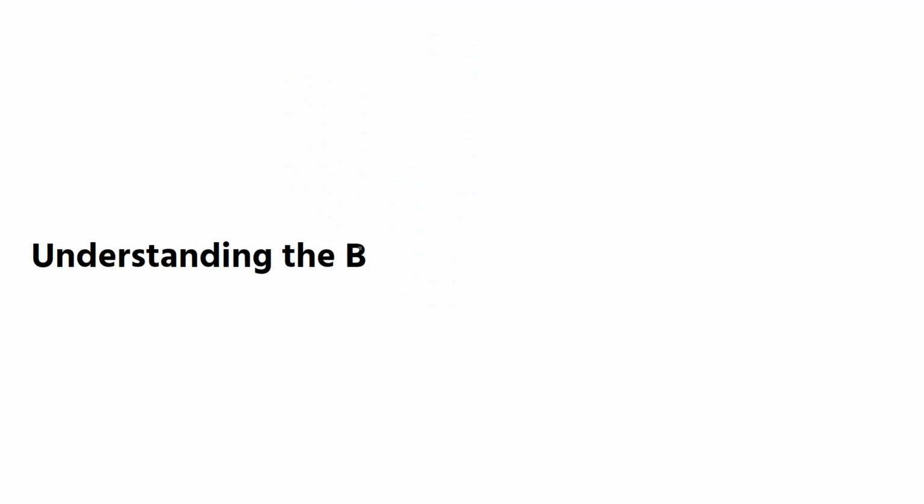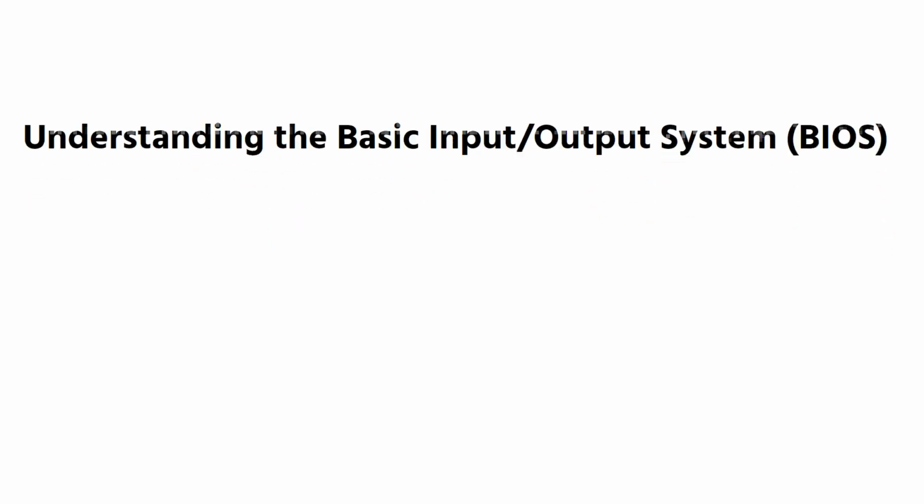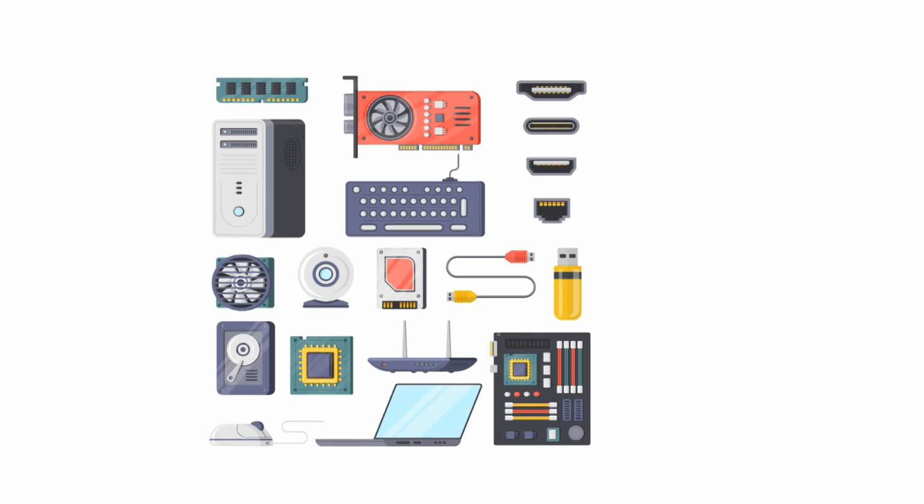Understanding the Basic Input-Output System (BIOS). The Basic Input-Output System, commonly known as BIOS, is a fundamental component of a computer's architecture. It is firmware that initializes and tests the hardware components of a system when it powers on, ensuring that the machine is ready for operation. Stored on a microchip called the boot read-only memory (boot ROM), the BIOS is the first code that runs when a computer is turned on.